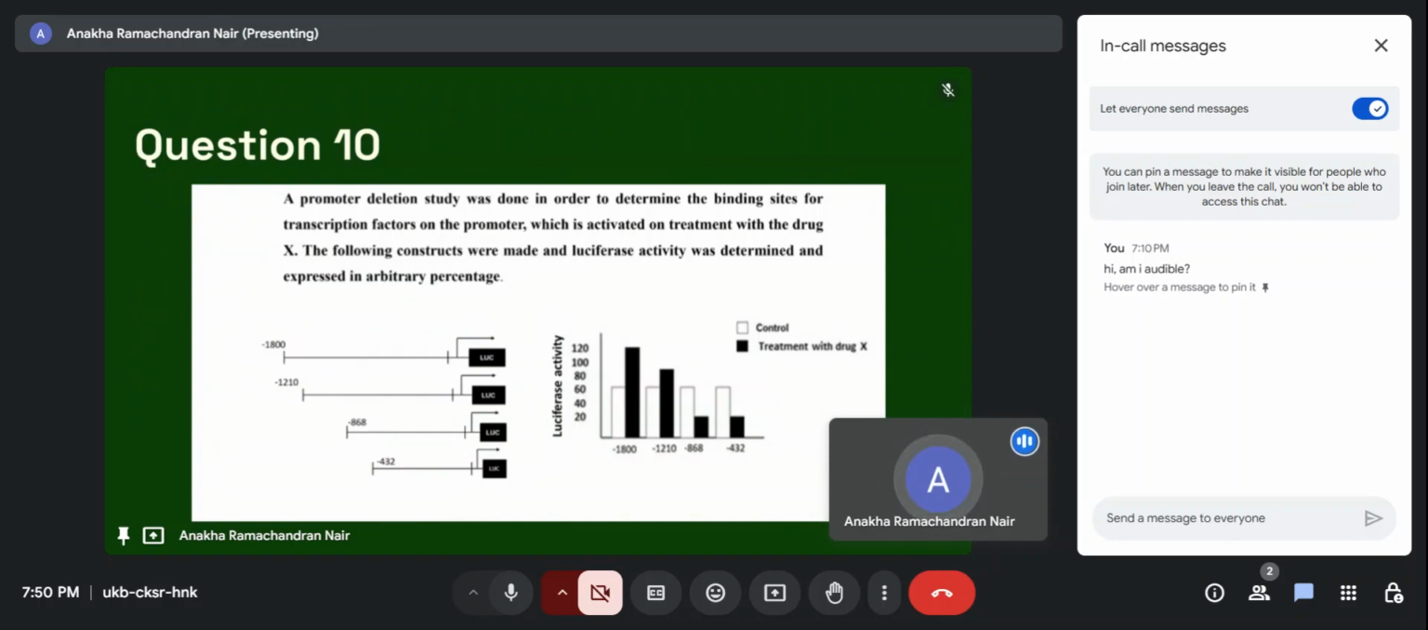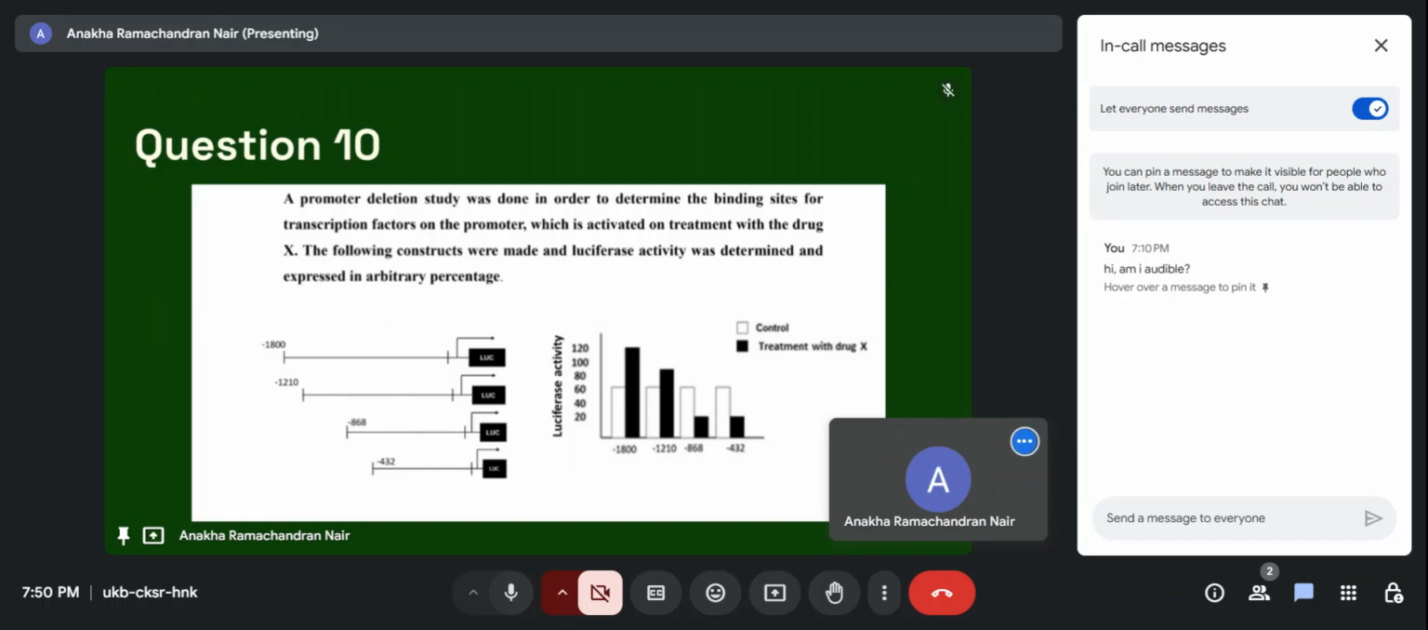And you do that by deleting a little bit of the DNA and observing the activity to determine where exactly it is. You know that the promoter will be upstream of the gene, right? So it can be anywhere here, and you want to find out the specific location. So you do this promoter deletion study, right?